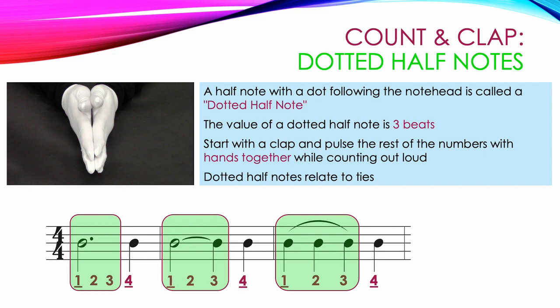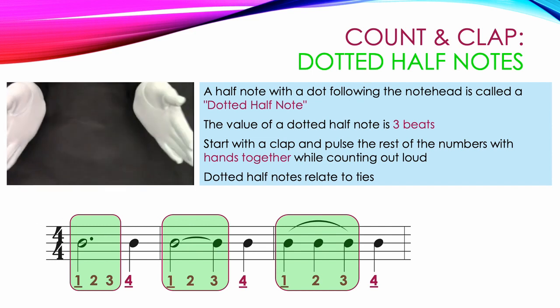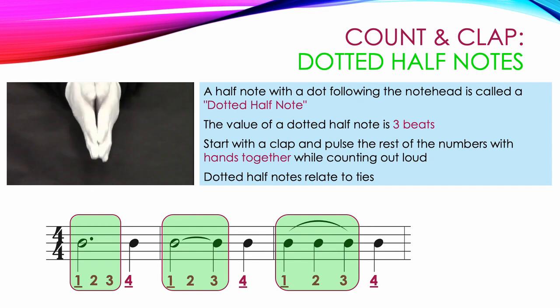Take a look now to see the first measure compared to the fourth measure. A dotted half note is the same as 3 quarter notes tied together. Here's a video showing the correct way to count and clap these 3 measures. 1, 2, 3, 4. 1, 2, 3, 4. 1, 2, 3, 4.